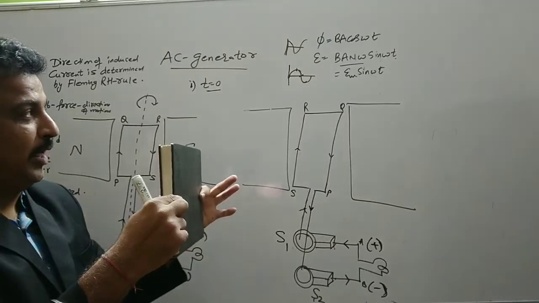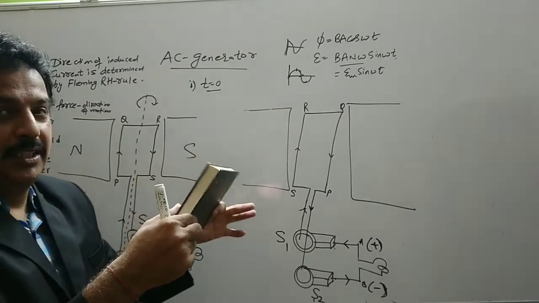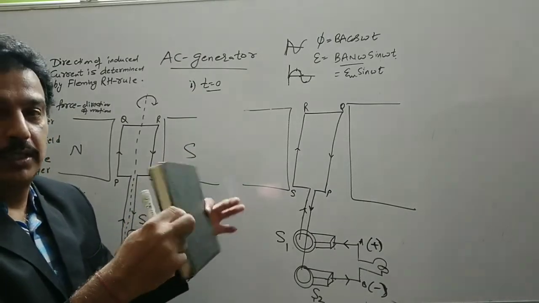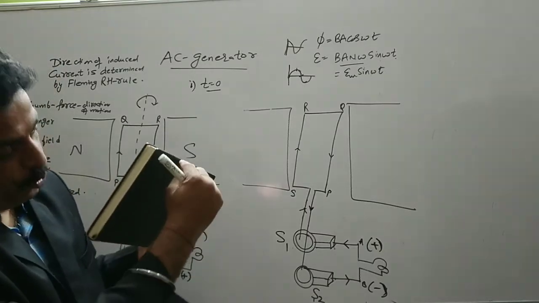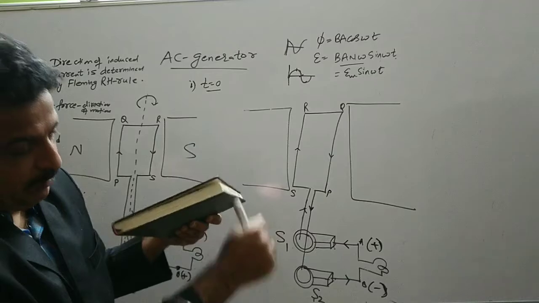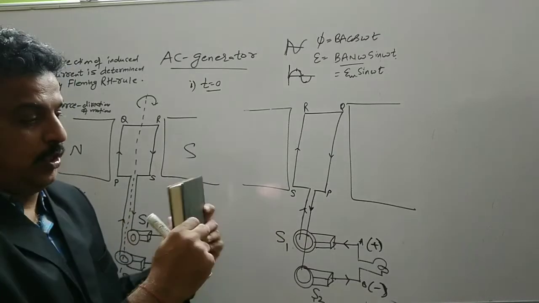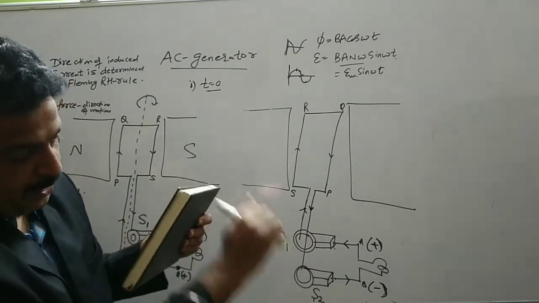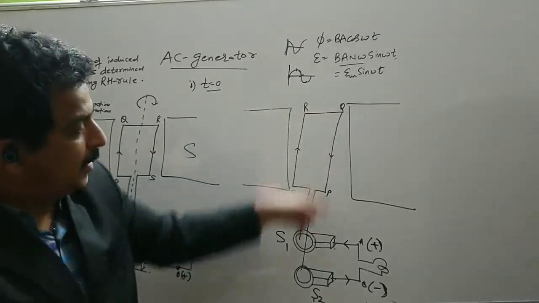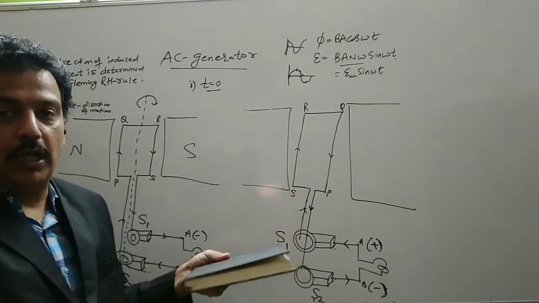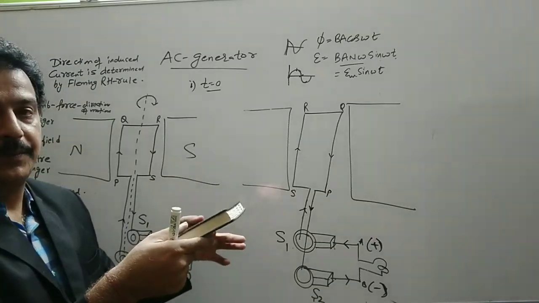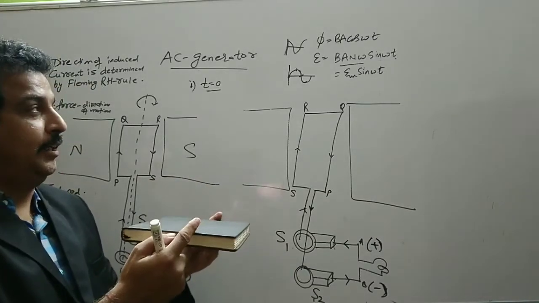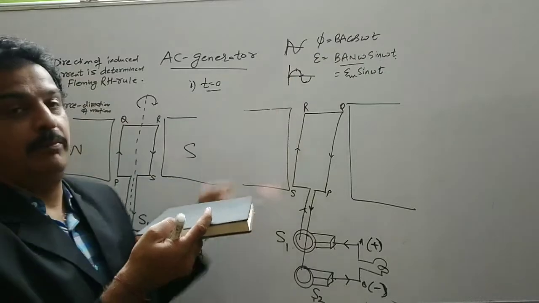Now as the coil starts rotating, the current will be induced. This force is acting in a downward direction. Whenever the force acts in a downward direction, the current will come out from the coil, or you can apply Fleming's rule. So now current will start increasing. At 90 degree, sine 90 is maximum, so EMF becomes maximum.